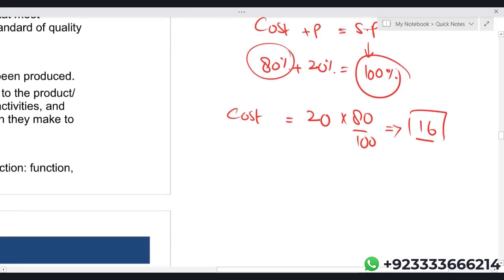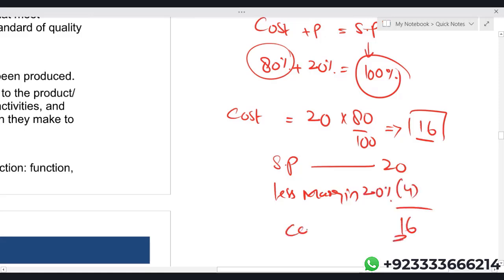You might be thinking, sir, we could have done this: selling price is 20, less the margin. Obviously you can do that. It's the same thing. Margin is 20%. If you take 20% of 20, you will get 4. So the cost is here. Obviously, it's up to you. But you cannot apply this 20% directly on selling price when markup is given. You can apply this 20% directly on the selling price if margin is given, because margin is a percentage of selling price. Margin is a percentage of sales. But whenever markup is given, markup is a percentage of cost.